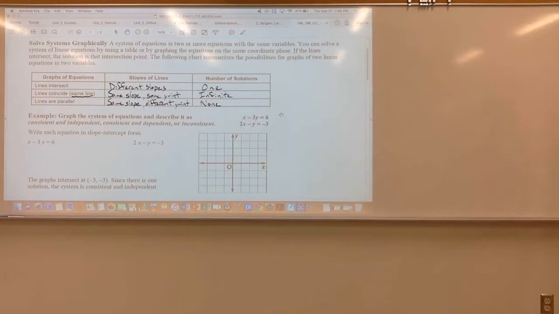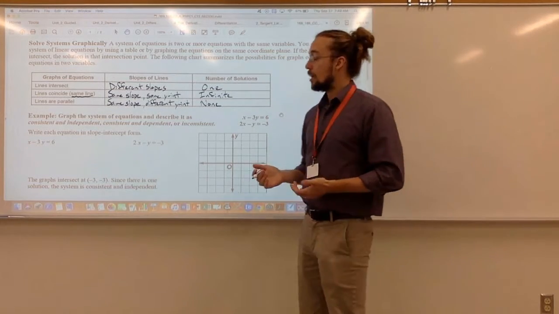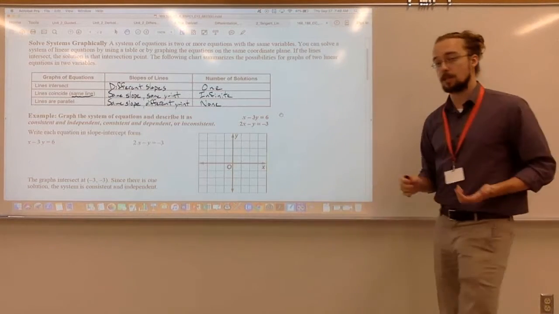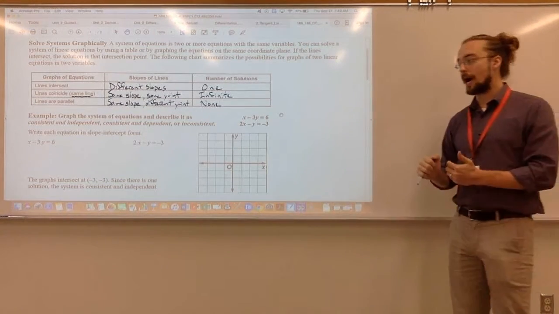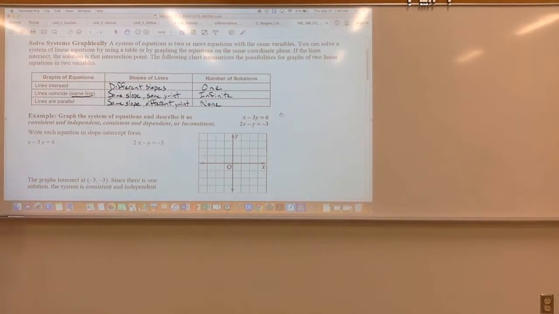Let's try an example here of solving this system of equations graphically. So what I want to do, if I'm given these two equations, I want to graph these lines. In order to graph a line, I first need to put it into slope-intercept form. What does that mean? Y equals mx plus b. So I need to solve both of these equations for y.